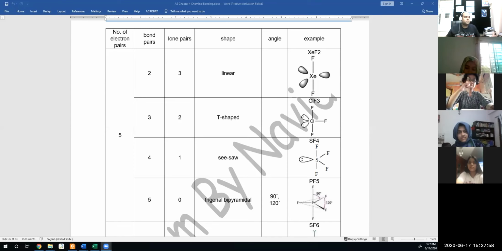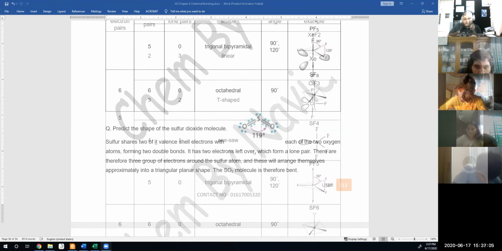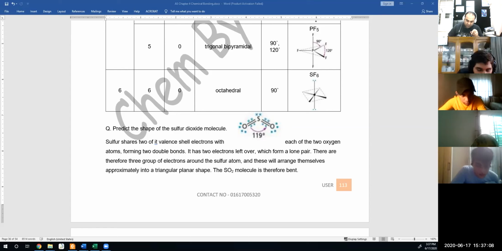Yes, could you please explain the seesaw diagram, I didn't understand it. This one? What didn't you understand? How it actually looks like, I don't understand the diagram that's here. Okay, we will search for it and find it out, you won't understand without seeing the 3D. Acha, can we proceed? Yes, sir.